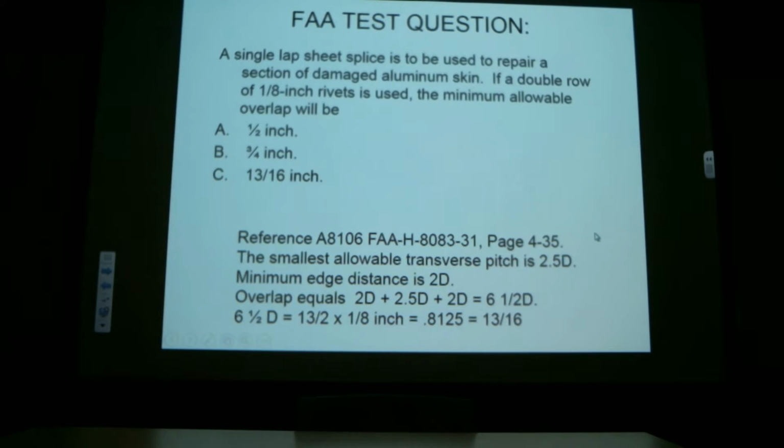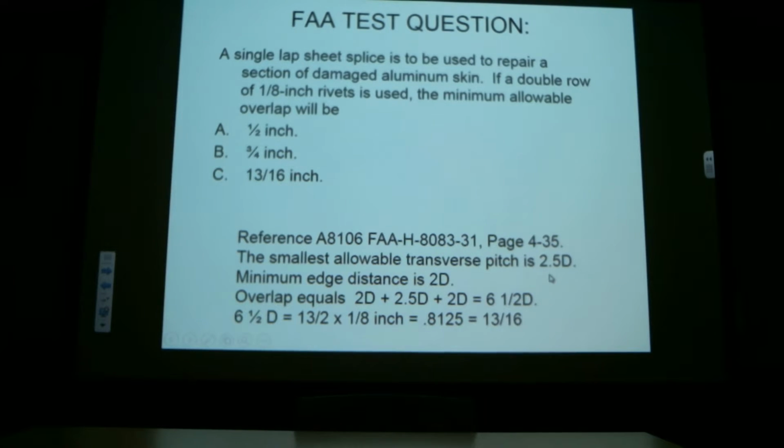There's an FAA test question that you may see that looks kind of like this. They've had different iterations of this question through the years, and they've gone back and forth, but they finally have got some information that they put in the new airframe book that will help you solve the problem. They're telling you in your new airframe book the smallest allowable transverse pitch is 2.5 rivet diameters. So what they're trying to do in the question, they're trying to figure out how much of a space you have between rivet rows if in fact you're using 2.5D for the transverse.